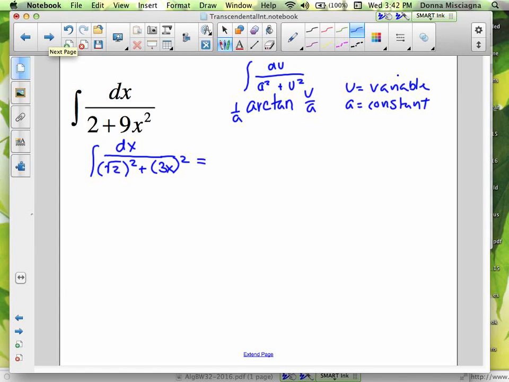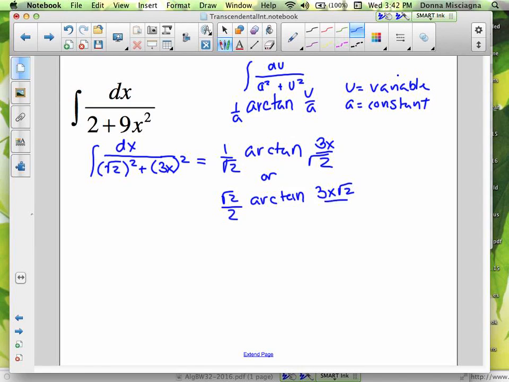All right, so what's our integral going to be? 1 over square root of 2 arctangent 3x over square root of 2. And that's fine like that. Or if you want to rationalize it, it'd be the square root of 2 over 2 arctan 3x square root of 2 over 2. Either's okay. It's not that big of a rationalizing. So either's okay with me. Oh, plus c.